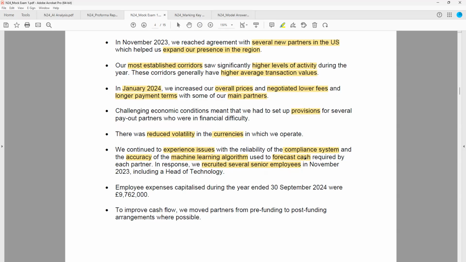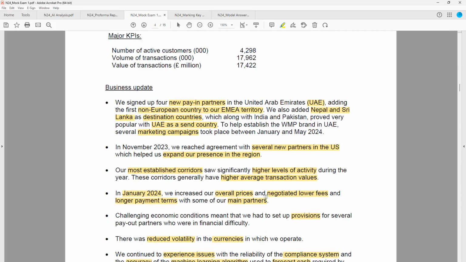This would be a reason why settlement assets have gone up, and therefore bad for cash. Perhaps an issue with compliance here as well. We're told about employee expenses capitalized, and then we're told in terms of cash flow, they move partners from pre-funding to post-funding where possible, which is obviously good for cash. So we'll see an increase in those. We'll see a reduction in the settlement assets there, but also an increase in payables, so settlement obligations.